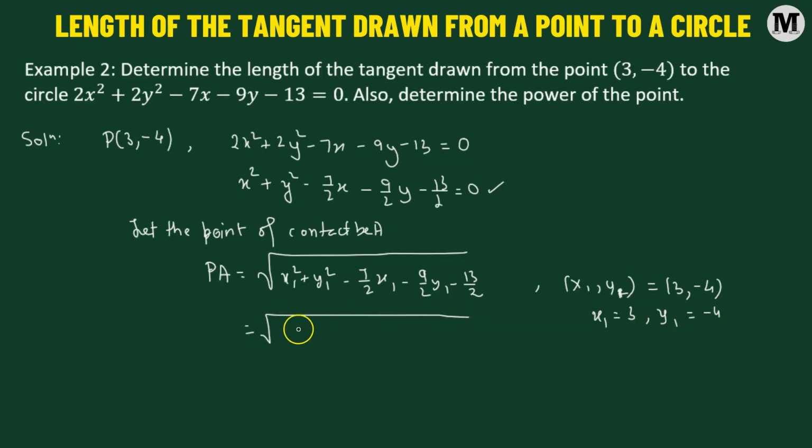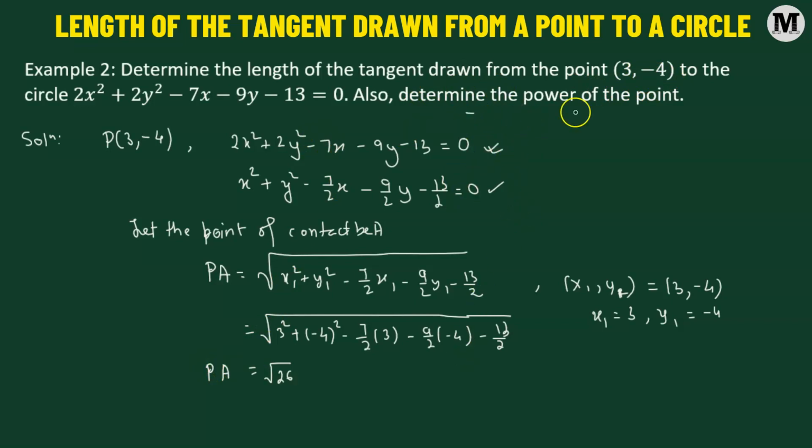We get the square root of 3 squared plus negative 4 squared minus 7 over 2 times x1, so that's 3, minus 9 over 2 multiplied to negative 4 minus 13 over 2. So this is going to give us the value square root of 26, and this is going to be the length of the tangent drawn from the point (3, negative 4) to the given circle.